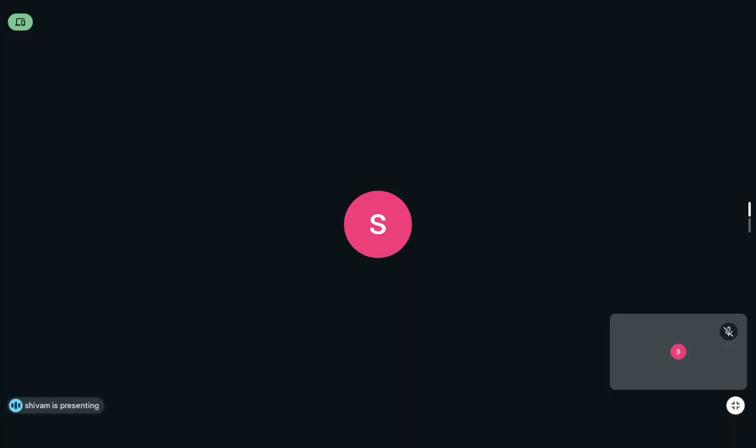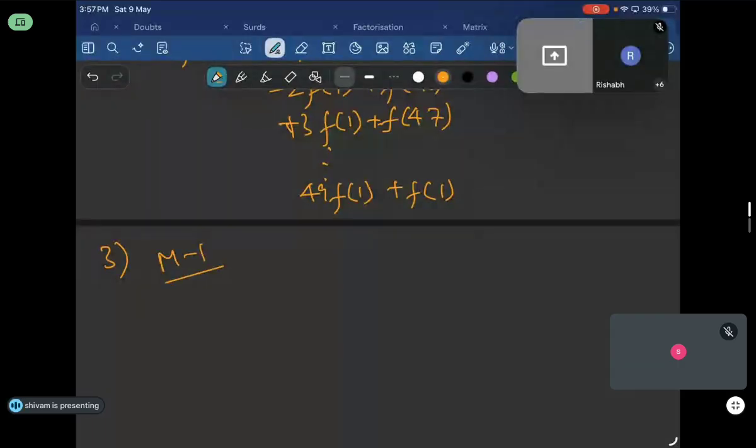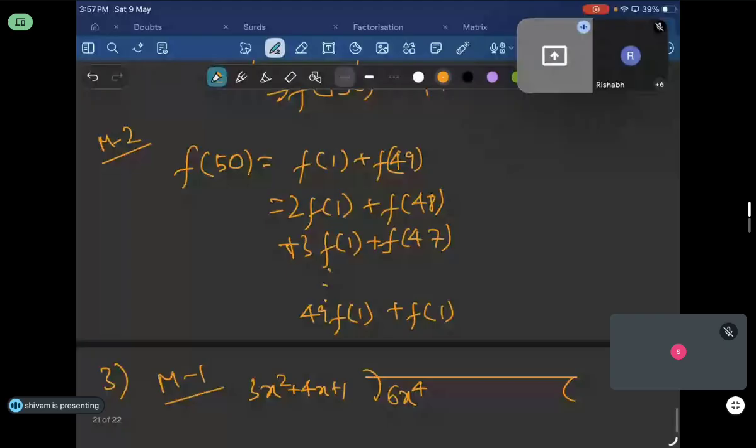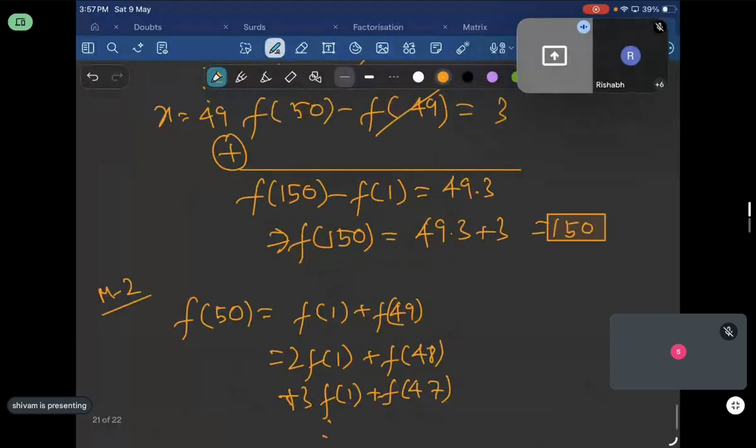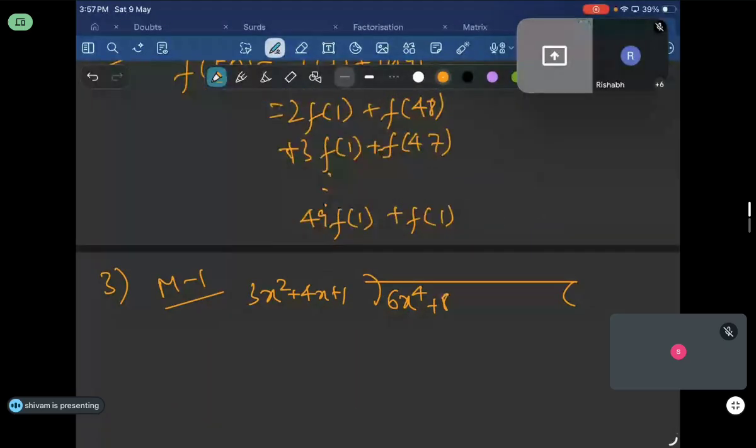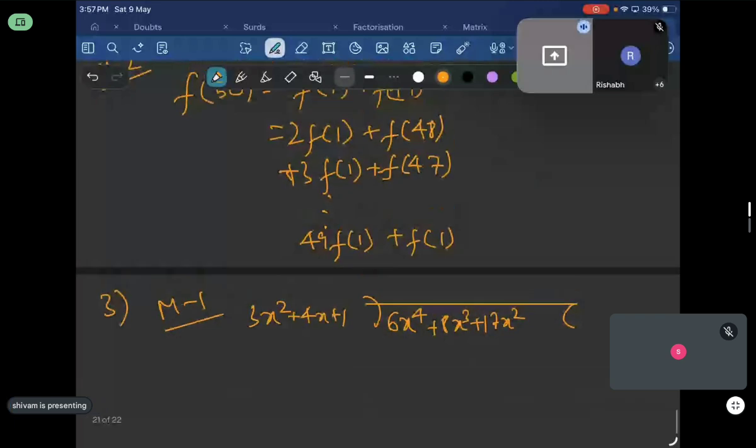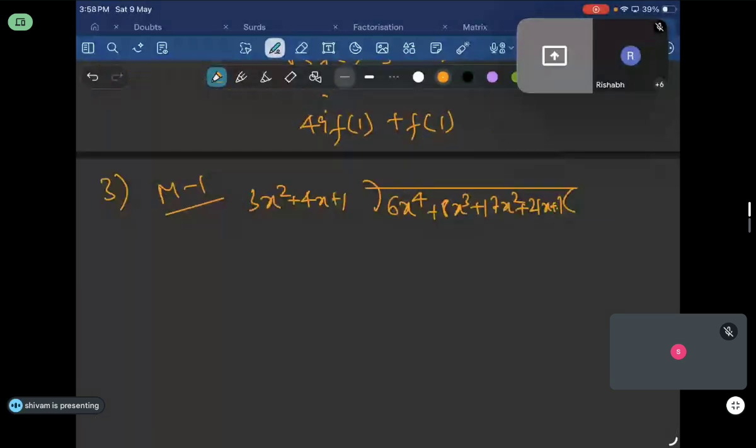So there are two methods to solve. Method 1, this is number 3. Method 1, directly divide. That is x on the over here. What will you get? 6x to the power 4 plus 8x cube plus 17x square plus 21x plus 7. Okay, you can solve it, right?